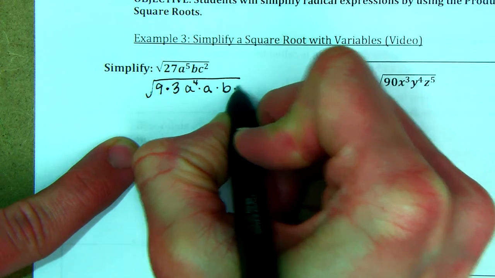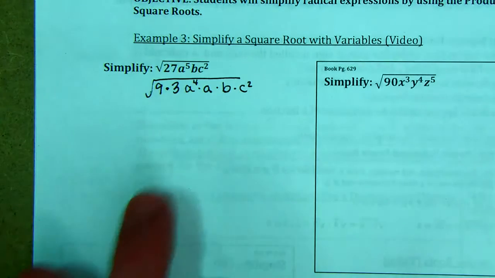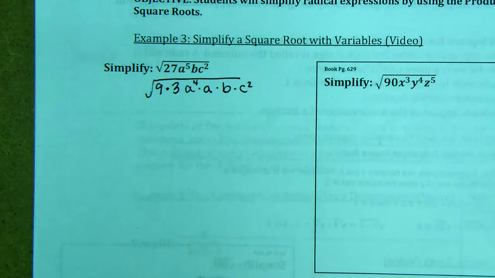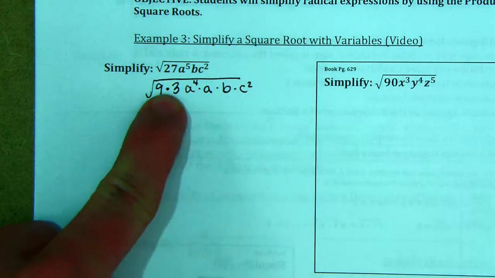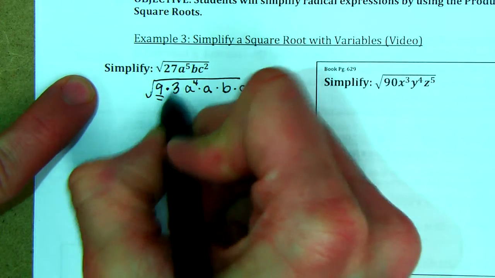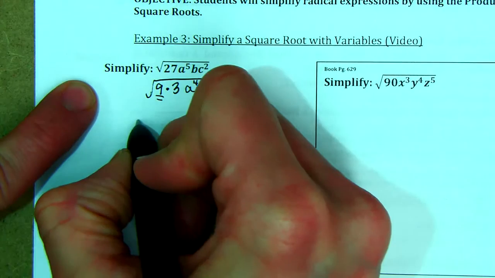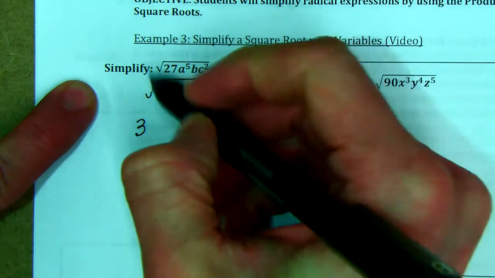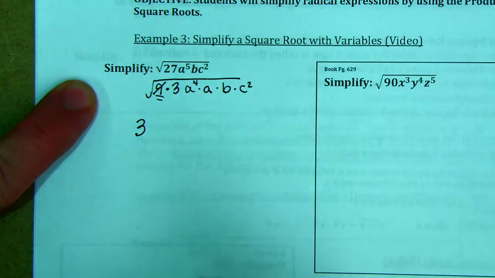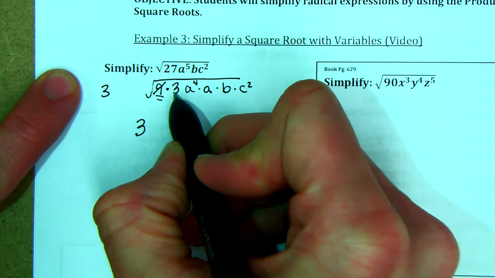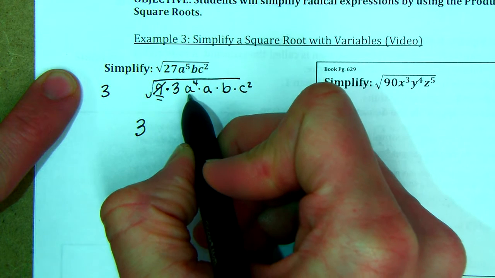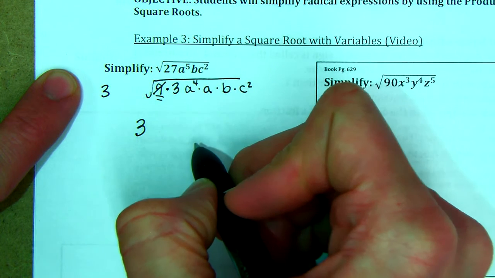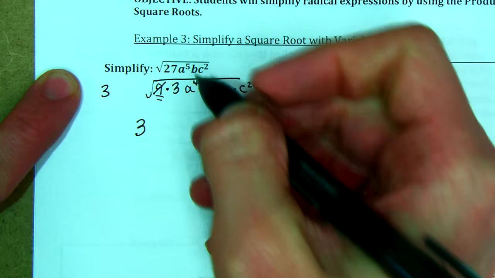The 9 is a perfect square. So what's the square root of 9? 3. All right, and so I'm taking that out front. The 3 has to stay. The a to the 4th is a perfect square. A perfect square of what? A squared. So I'm taking that out front. The single a has to stay. The single b has to stay.